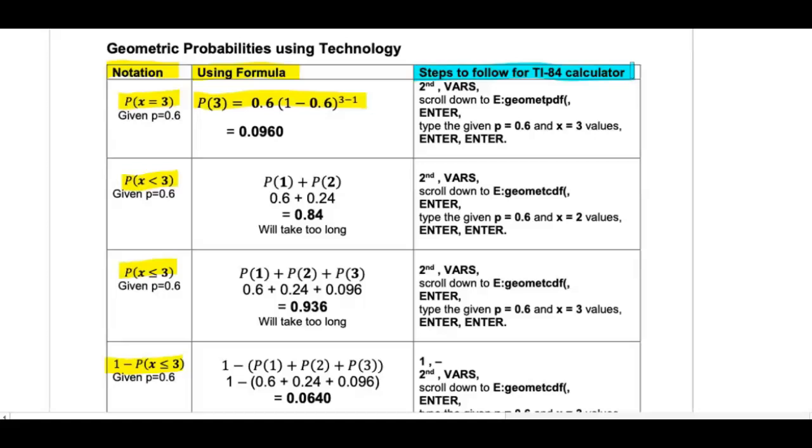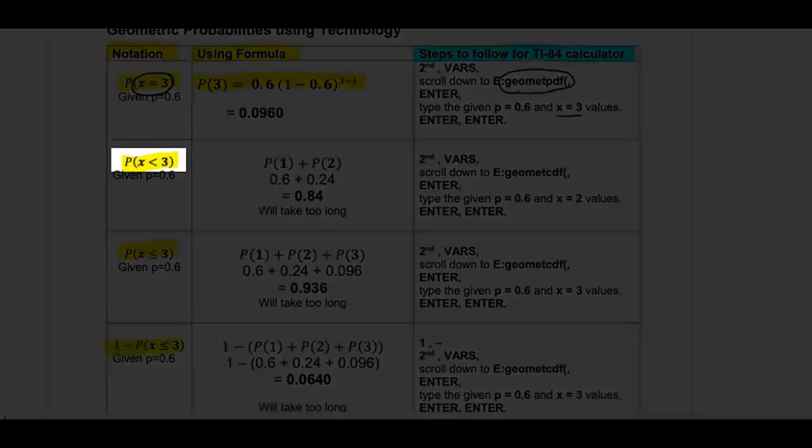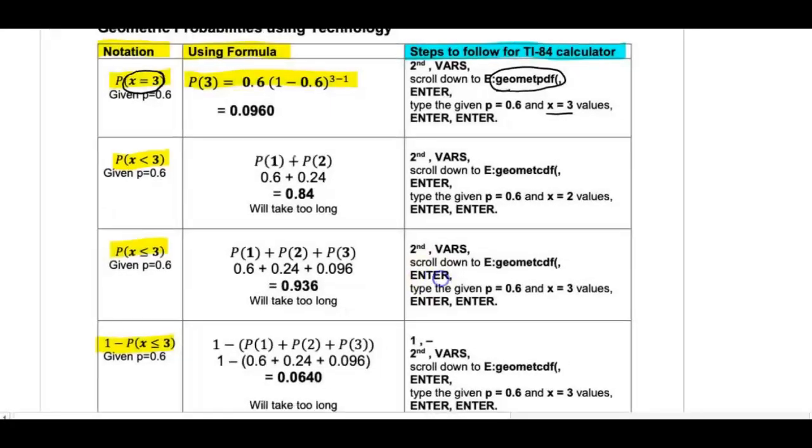And before I jump into the calculator, before I take that out and show you, I want to show you the difference in some of the values. So I'm going to point out some of the things that I'm noticing. When I have an equals 3 here, I'm using X equals 3. I'm also using this function on our calculator that's called geometric PDF. Now, when I have less than 3 in the middle column, less than 3 would include 1 and 2. And so we cannot enter the value 3 because we are at less than 3.